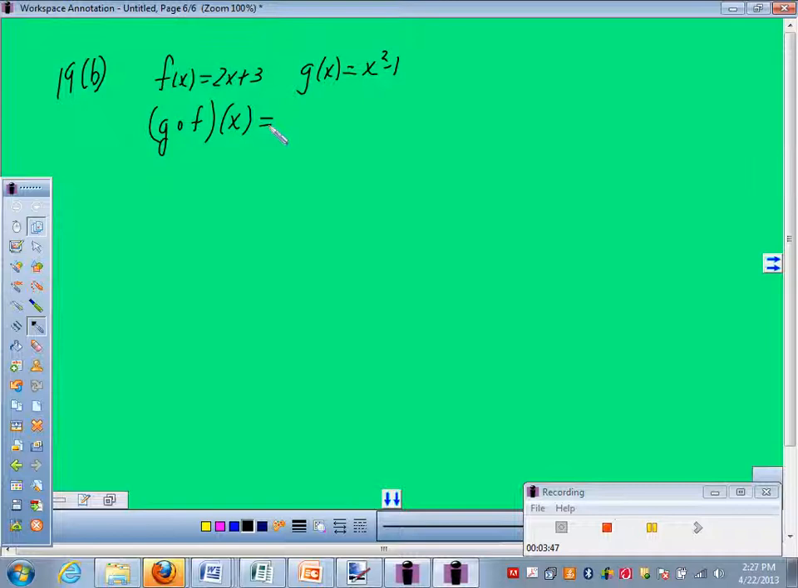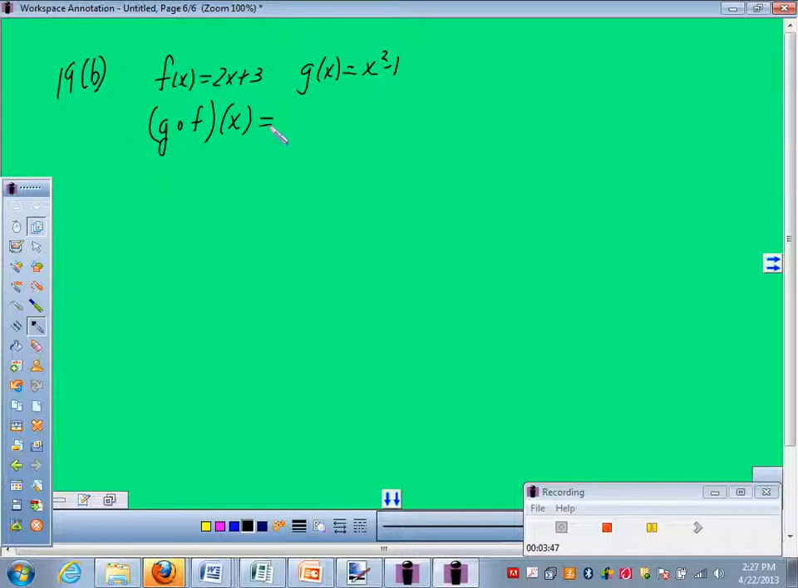Alright, so there's a difference. On A, I asked you for f of g of 3, and on B, I asked you for g of f of x. So, what's the difference between having x on the end and having the 3 on the end? I don't know.